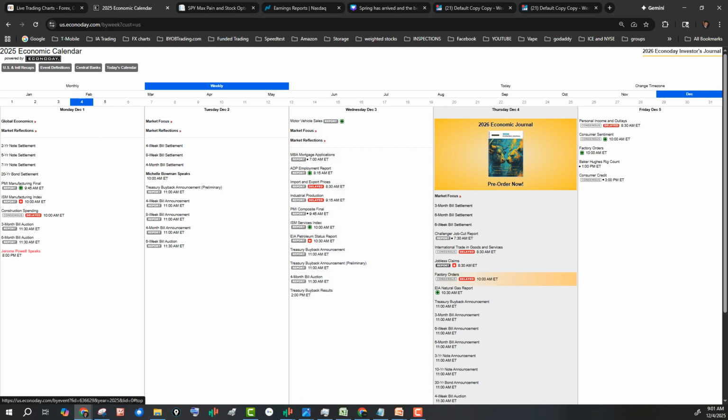On the economic calendar for today, today's Thursday. Okay, we got international trade in goods and services that comes out at 8:30, so it already came out. Challenger job cut report came out at 7:30. Obviously, we didn't see much difference in price action at 7:30, so it doesn't look like that was anything spectacular. Got jobless claims came out at 8:30. Prices moving back up now, so that didn't seem to disrupt the market. Factory orders comes out at 10. Gas report at 10:30. Tomorrow, the big one would be personal income and outlays at 8:30.